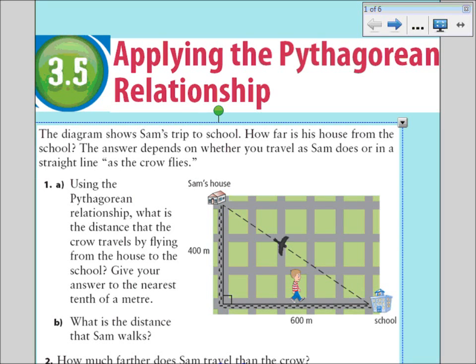This is lesson 3.5, applying the Pythagorean relationship. The diagram shows Sam's trip to school. So how far is his house from the school?